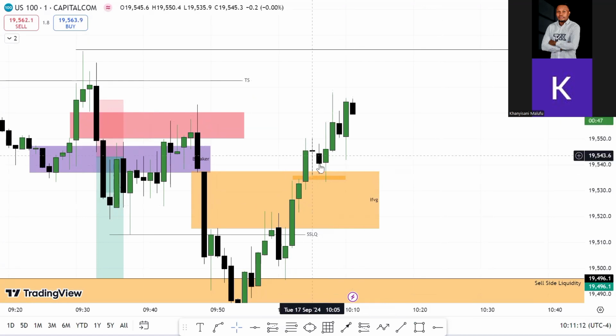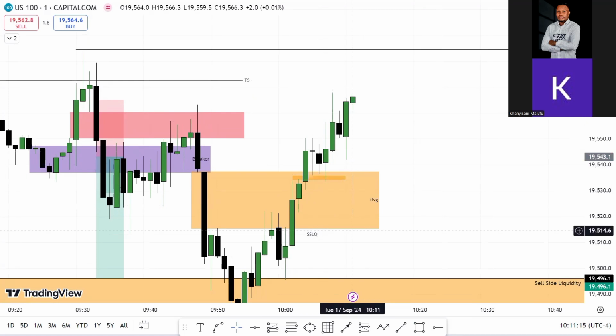So that's this consecutive down close candle here. That's an order block.